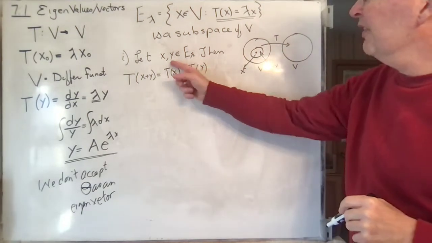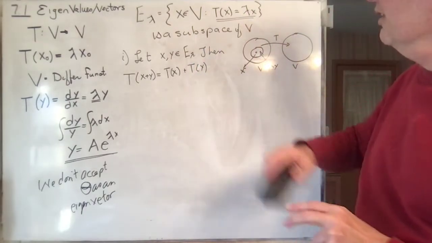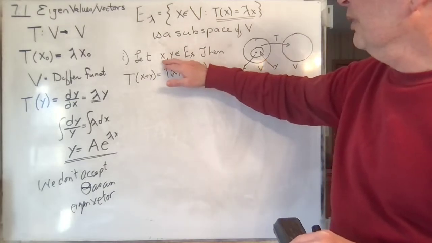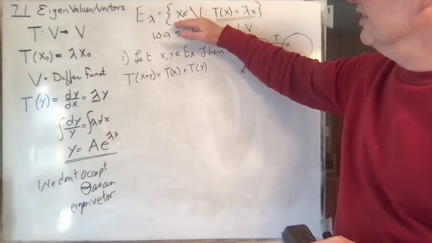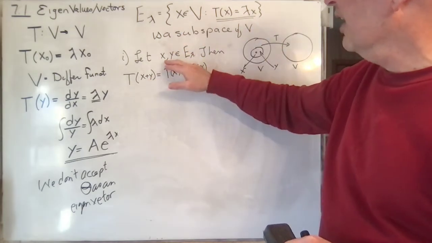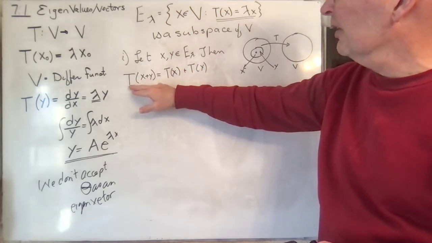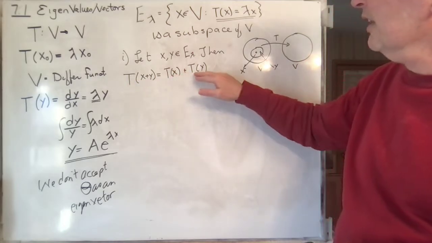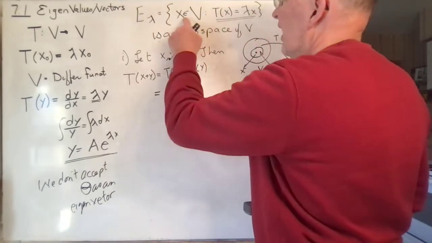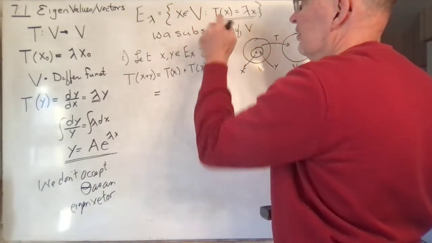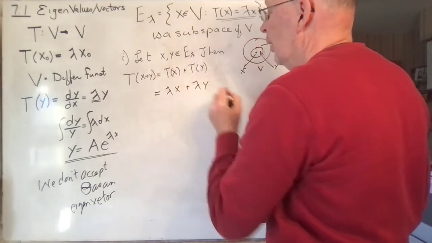It just froze up on me, so I'm going to repeat myself for a second here. I'm assuming that X and Y are both in there, and I need to show that X plus Y is in here. So first of all, since T is a linear transformation, I know that T of X plus Y is equal to T of X plus T of Y. Now, since X and Y both satisfy this, I know that this is equal to lambda times X, and this is equal to lambda times Y.